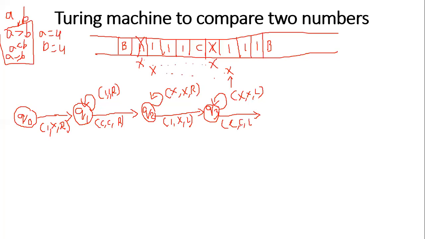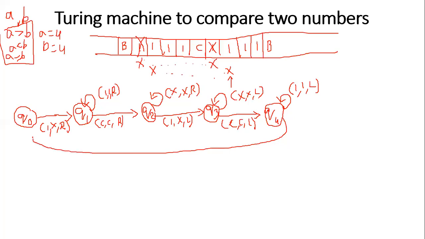Just keep moving to the left side like this until you find the x in the first number. You have to keep moving, ignoring all the symbols you get in between. Once you find the x in the first number, move one position to the right side and repeat the same process for all the ones.